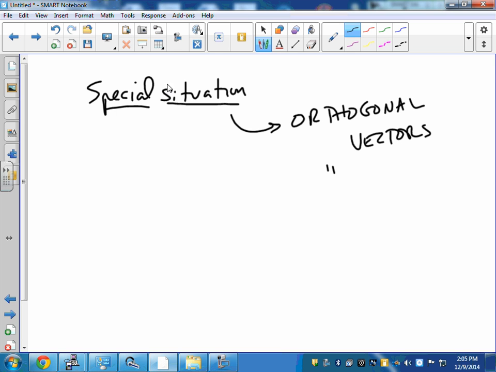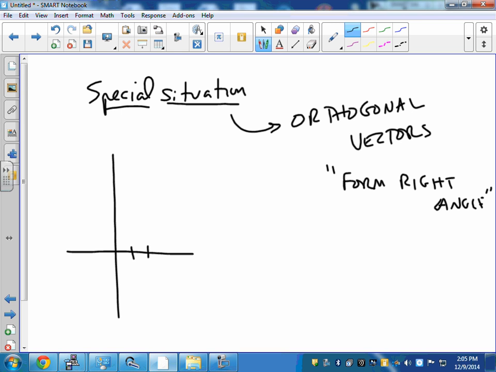Orthogonal vectors are those that form a right angle. Orthogonal means forms a right angle. An example would be, let's go back to two dimensions. Let's say I went 5 units to the right and 1 up. So this is vector, we'll call it M, and that's (5, 1). Okay, 5 units to the right and 1 unit up.